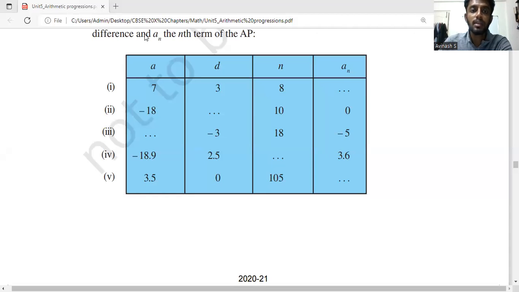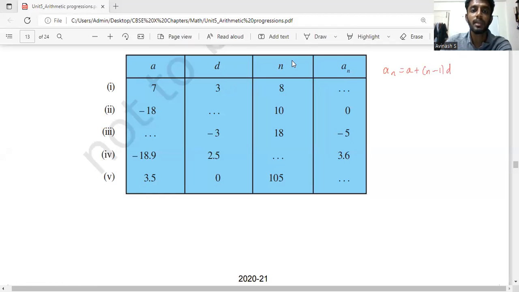So when it comes to the first subdivision in the first question, this is from exercise 5.2. They have given, so each of these subdivisions is an individual question. So we know this is the formula that we are going to use, which is a_n equal to a plus (n minus 1) into d. This is something that you need to know.